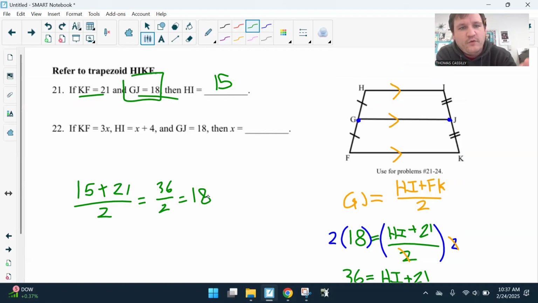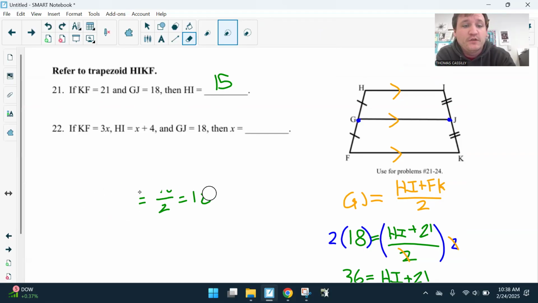So that one is done. Remember, that had to do with the median. If you don't remember what a median is, that's something you're going to have to commit to memory, so look that one up. Top plus bottom divided by 2.